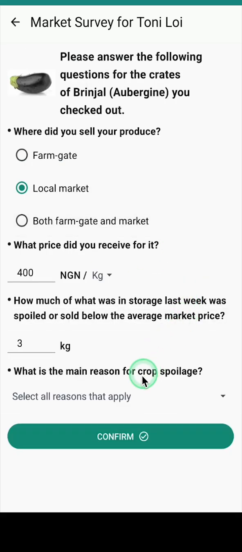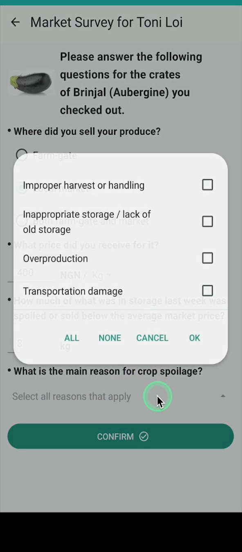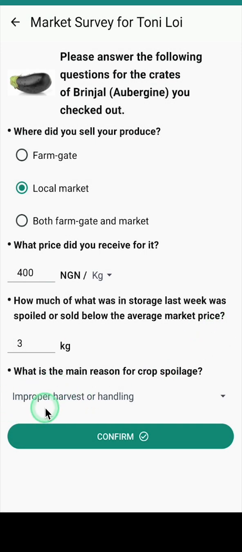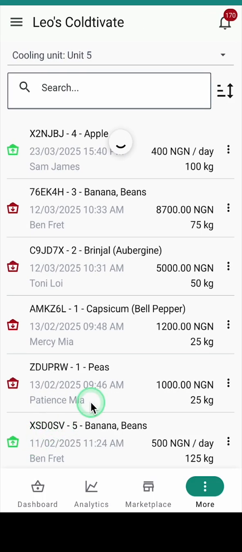And then actually there is a fourth question, which is about what are the reasons for crop spoilage? And this, of course, can be left blank in case nothing was spoiled. But let's imagine that in this case, it was handled badly after it left the cold storage, and this is why it got spoiled. This is really everything. So in this case, the cold room operator can click on confirm, and the survey is considered filled in.